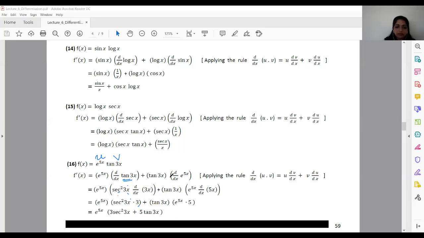And for the second term, tan x, keep it same. The derivative of e raised to 5x, this is an exponential function. So e raised to 5x, keep it same, and by applying chain rule, d by dx of 5x is 5. After simplification, we get the answer: e raised to 5x, into 3 sec square 3x plus 5 tan 3x.